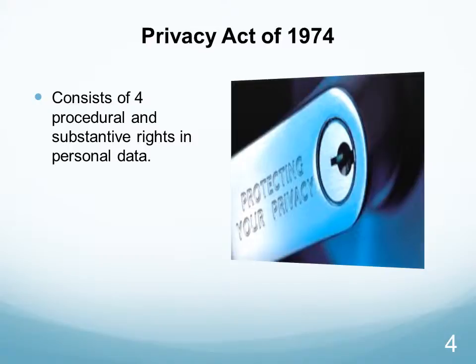So first, it requires government agencies to show an individual any records kept on him or her. Secondly, it requires agencies to follow certain principles called fair information practices when gathering and handling personal data. Thirdly, it places restrictions on how agencies can share an individual's data with other people and agencies. And finally, it lets individuals sue the government for violating its provisions.